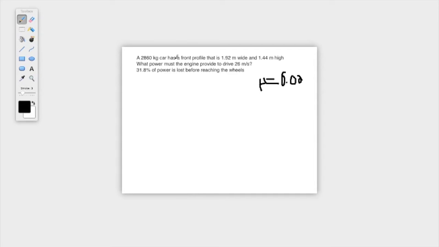It's kind of tricky. Basically, a 2860 kilogram car has a front profile of 1.92 meters wide and 1.4 meters high. What power must it have, or the engine more specifically, to drive at 26 meters per second? And this is constant, so a steady 26 meters per second.